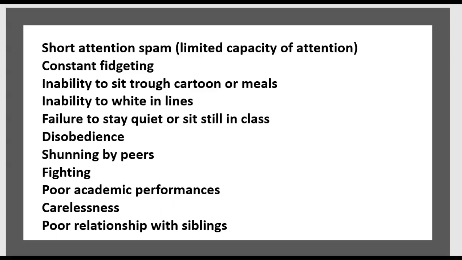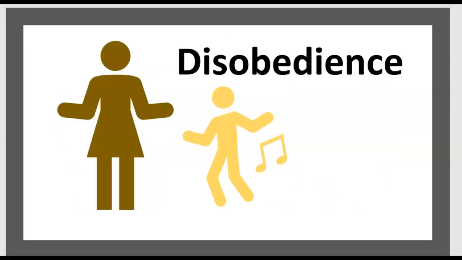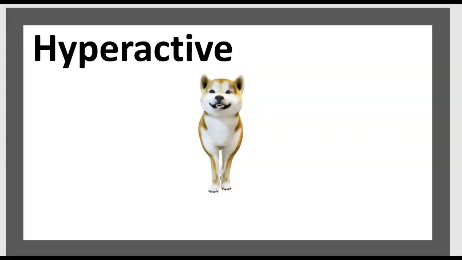Let's move on to symptoms. Short attention span, constant fidgeting, inability to sit through a cartoon or mail, inability to write in line, failure to stay quiet or sit still in class, disobedience, shunning by peers, fighting, poor academic performance, carelessness, poor relationship with siblings, hyperactivity.